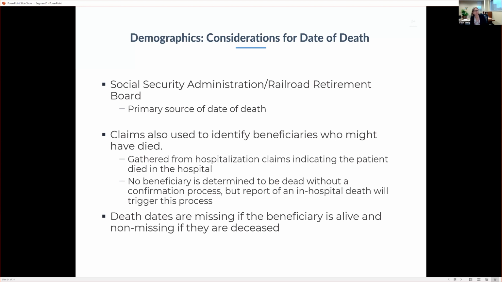The way it works is the Social Security Administration and the Railroad Retirement Board are the source of date of death information. Claims are used to identify beneficiaries who might have died, to trigger an investigation to find out whether they have. So they're gathered from hospitalization claims indicating a patient has died in a hospital. Then you get a letter saying either please confirm you were alive, with the idea that dead people don't answer letters, or we've received information that you might have died. If you are still alive, please let us know. And it begins a confirmation process.